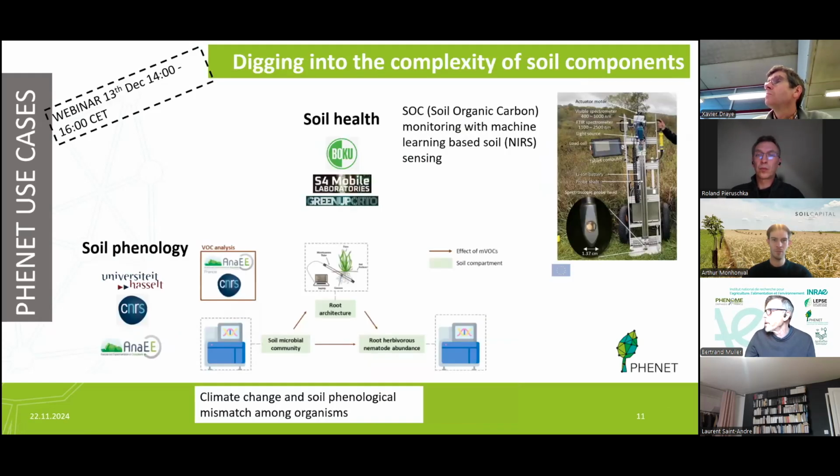And the last one will be about soil. We call it digging into the complexity of soil components. It covers very different aspects. One will be about the development of a sensor for capturing soil organic carbon with near infrared. This is a portable instrument we will showcase. And another one will be about soil phenology, how our tools and methods can be used to capture climate change and soil phenological mismatch among organisms. If you're curious about this, join this webinar in a couple of weeks.